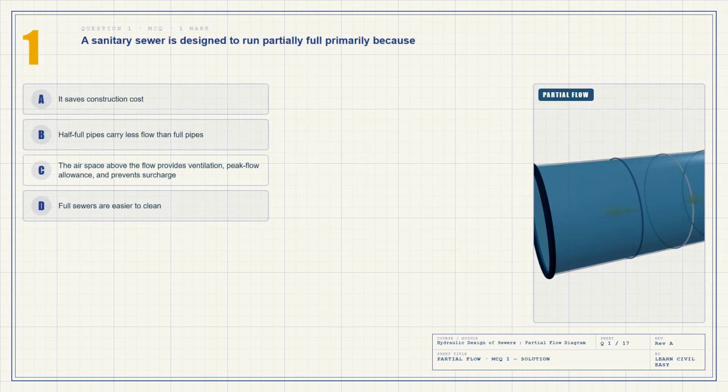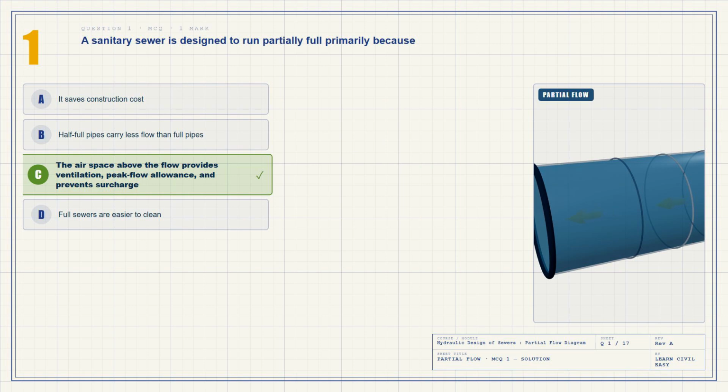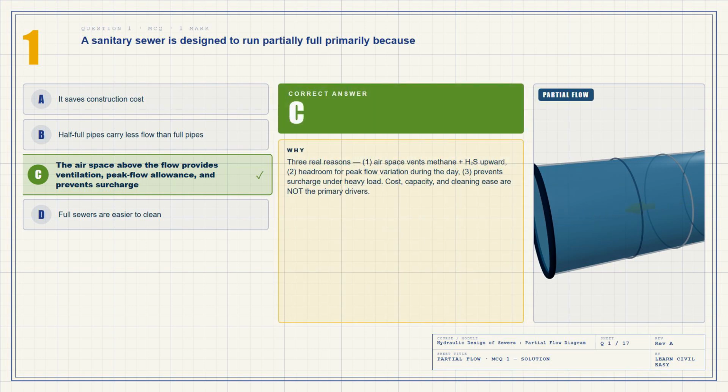Question 1. The correct answer is C. Sewers run partially full for 3 main reasons. The air space above the flow provides ventilation for methane and hydrogen sulfide, allows headroom for peak flow variation during the day, and prevents surcharge when heavy flow arrives. Cost, capacity, and ease of cleaning are not the primary drivers.